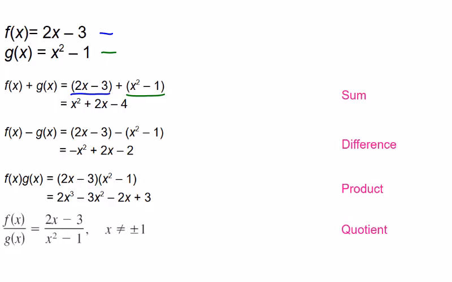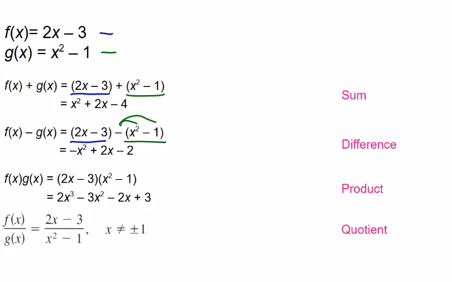Next, we have our difference. So here we have f of x minus g of x, right? So same thing as you saw earlier. It's 2x minus 3 minus x squared minus 1, right? So same thing, but now we are subtracting instead of adding. And when we subtract, it's very similar, except this negative changes the signs of all the terms on the inside.